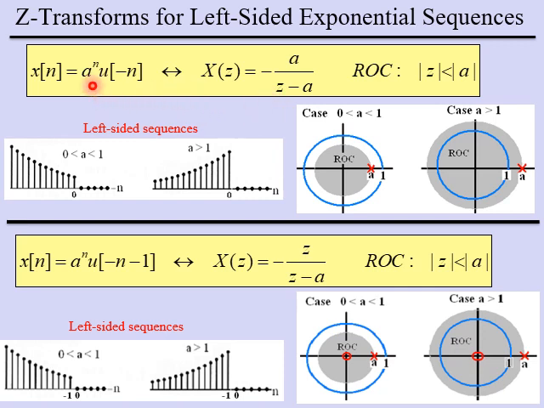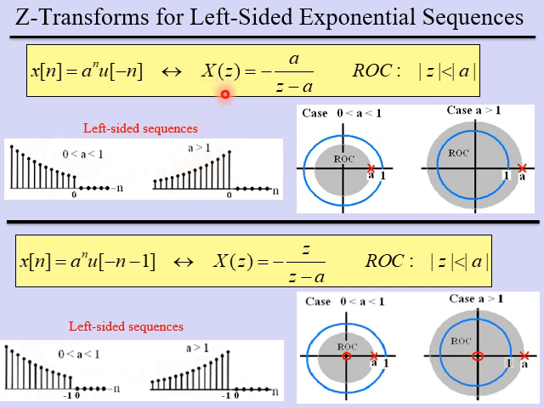This first one is a to the n times u of minus n. So this is a step function with a time reversal. We have a minus n here as the parameter of the function. So this sequence starts at 0 and goes backwards to negative values of n. And again, a can be between 0 and 1, or a can be greater than 1. We get these two cases here.